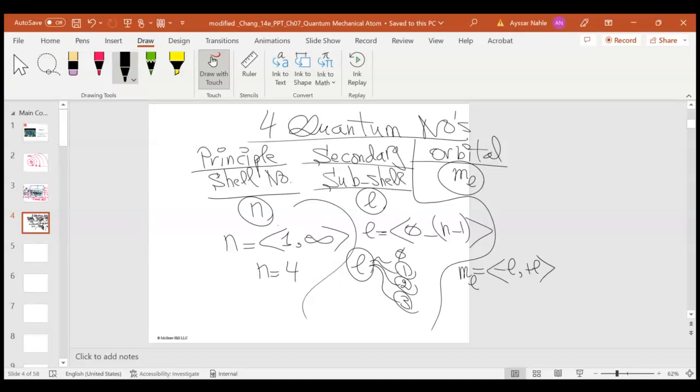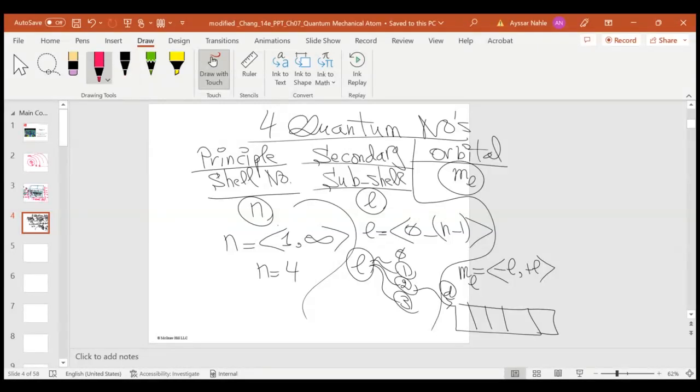So if l is equal to 2, which one is that? s, p, d, right? d. How many orbitals? Five. So the d, we know it as d. It is 5. Okay, 1, 2, 3, 4, and 5.